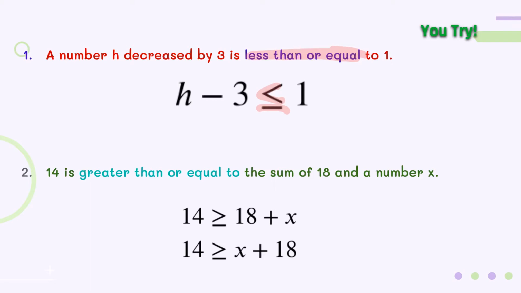Now, we have 14 is greater than or equal to the sum of 18 and a number x. Because it's an addition problem, we write 14 is greater than or equal to 18 plus x. But because of the commutative property of addition, you could have also written it as x plus 18.